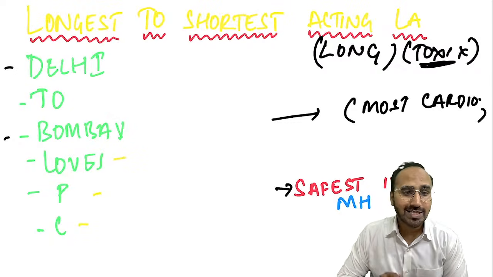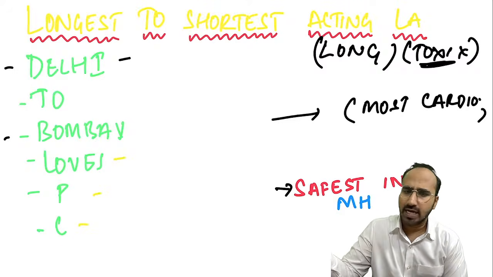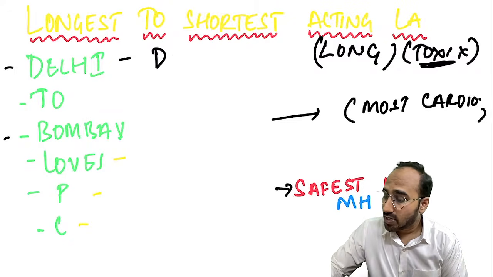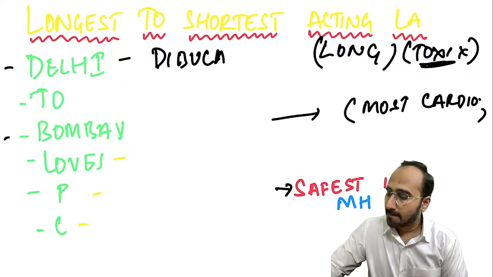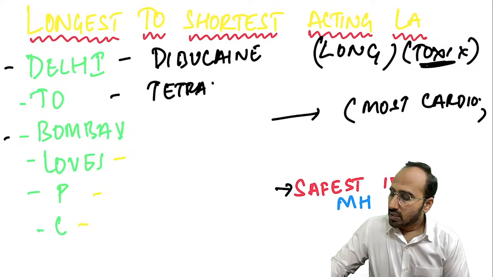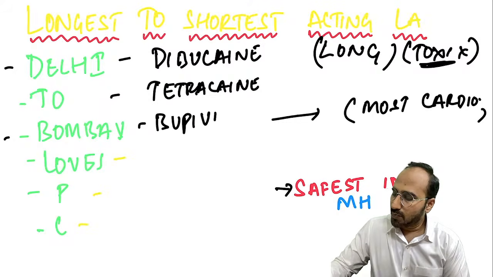Now, you also need to remember longest to shortest acting local anesthetic. In longest to shortest acting, the mnemonic is Delhi to Bombay loves Priyanka Chopra or Prem Chopra, any Chopra. Okay. Parineeti also for a change. D stands for what? Dibucaine. T stands for tetracaine. B stands for bupivacaine. Longest to shortest acting.